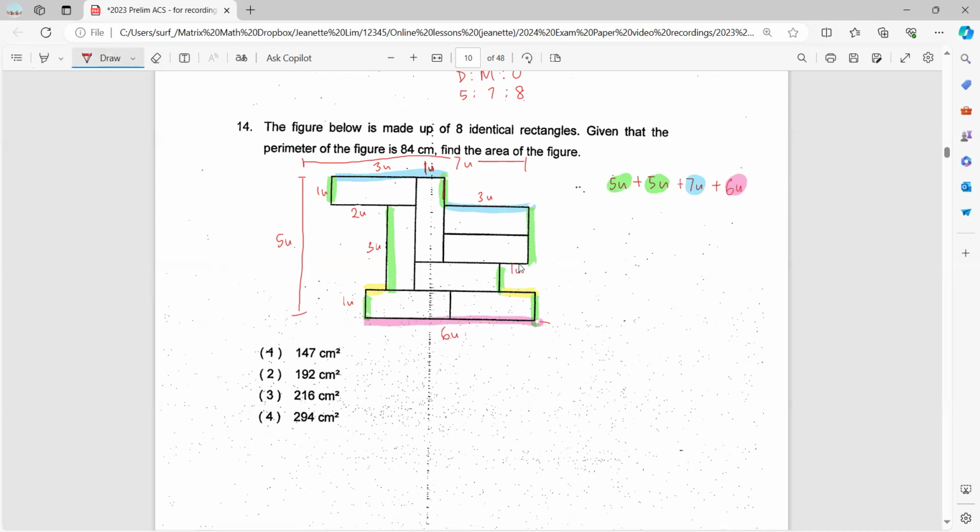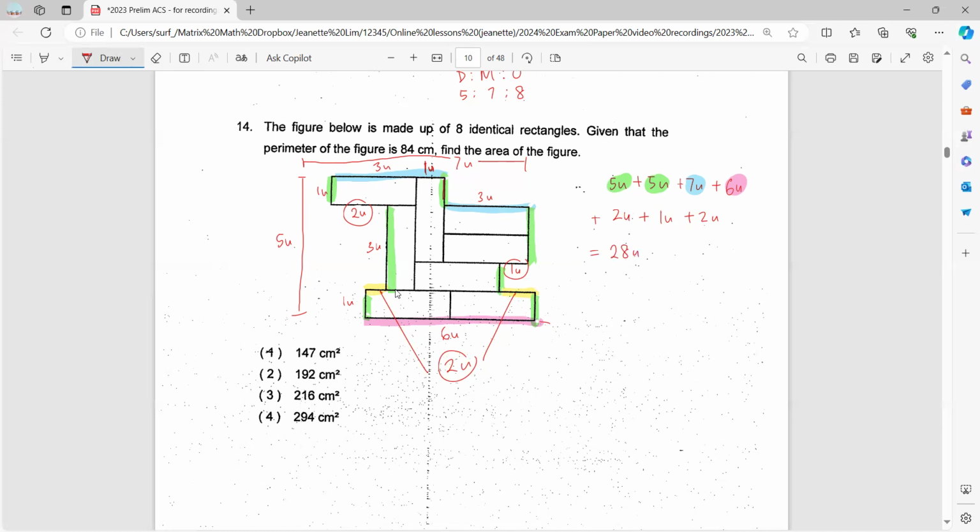Okay, 1 unit. So I need to add this, and the 2 yellow ones, which adds up to how many units? See, here, the pink one is 6 units, right? So this is 3, 1. This is 4. So the yellow ones will add up to 2 units. So add the rest. 2 units, 1 unit, 2 units. Total 28 units.